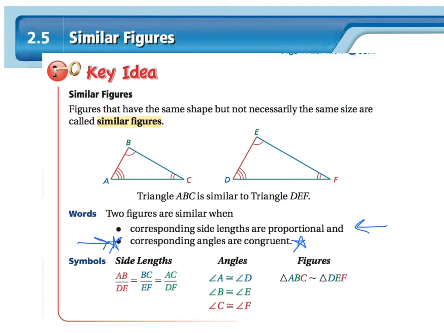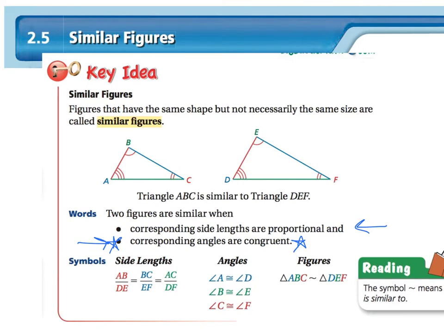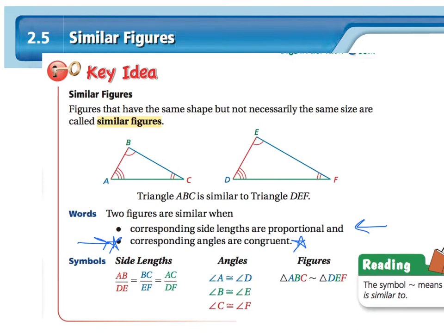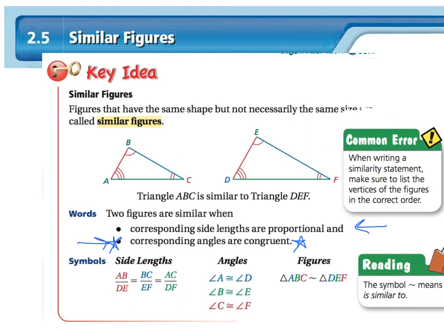Now make note of a couple things. Number one, what does it mean if things are similar? The symbol, which is a tilde mark, means is similar to. In addition, when you write a similarity statement, you have to make sure that the list of vertices are in the correct order. So notice we are color-coded here. A and D are corresponding congruent angles, therefore they're listed first. B and E and C and F.